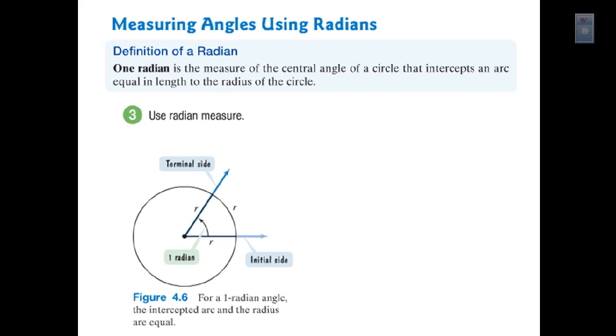Now notice the little note down here. It says for a 1 radian angle, the intercepted arc and the radius are equal. So that's just taking the opposite of this. If we know that this is 1 radian, that means this arc length is equal to the radius of the circle.